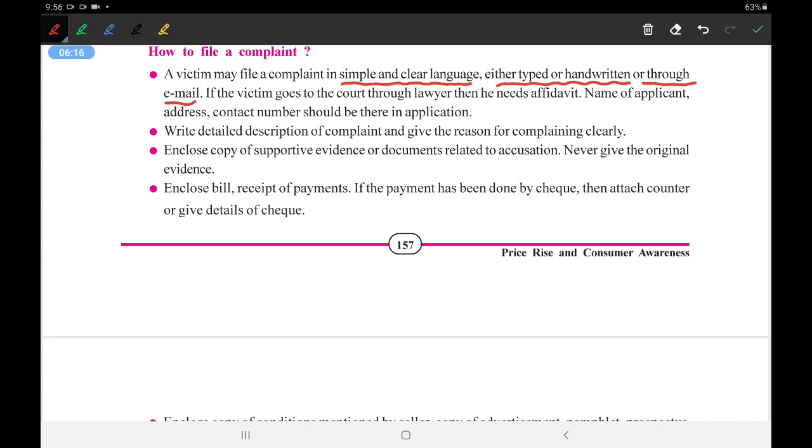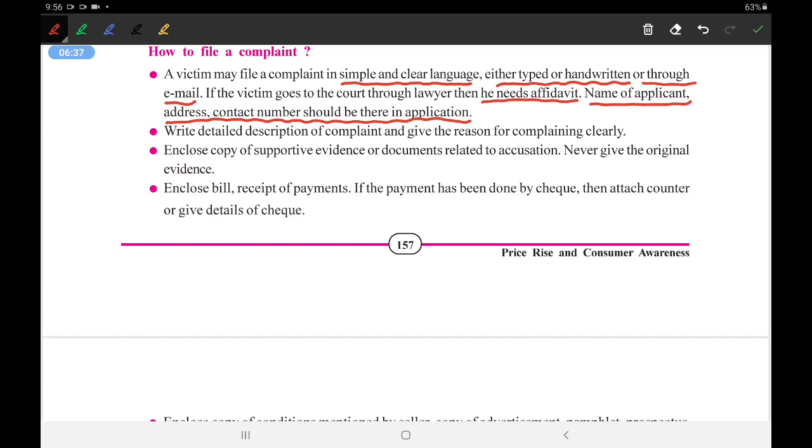If the victim goes to the court through a lawyer, then he legally needs an affidavit. Name of the applicant, address, and contact number should be there in the application. So you can easily file a complaint on the website itself. Then you can also easily file through a handwritten application.